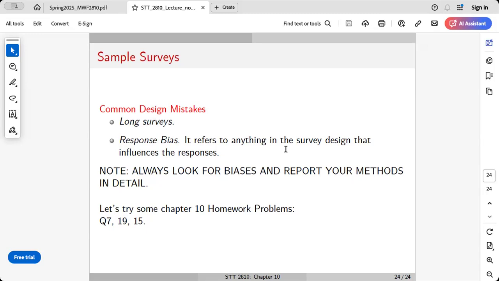And then also response bias. If there is anything in the survey that influences the responses, you should also try to avoid that. And then you should always look for biases and also report your methods in detail. This is all for chapter 10. Let's try some of your homework problems.